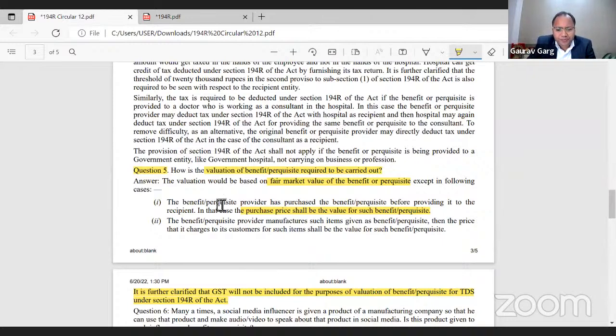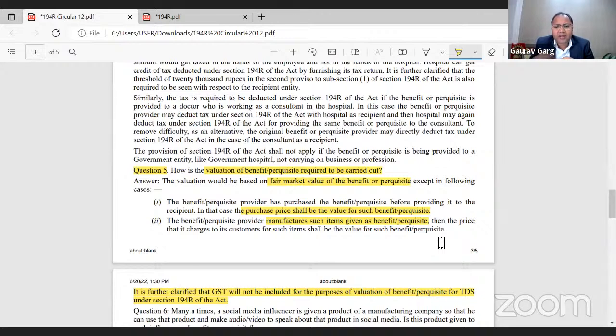So 2 cases. In the second, the benefit or perquisite provider manufactures such items, then the price that it charges to its customer for such items shall be the value for such benefit or perquisite. So in 2 cases: when I am purchasing and giving it to my vendor, customer, or anyone, my purchase price becomes the value of the benefit. In the second case, I am providing the same goods or benefit to my customer at some X price, then that X price becomes the value of the benefit.